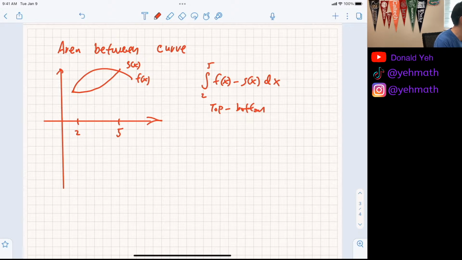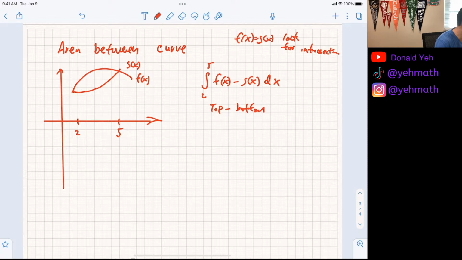How do you find the intersection, that it's at 2 and 5? How do I know that? What are you supposed to do? Set them equal to each other and solve, right? So sometimes you have to find the intersection: f of x equal to g of x. That's how you look for intersections.